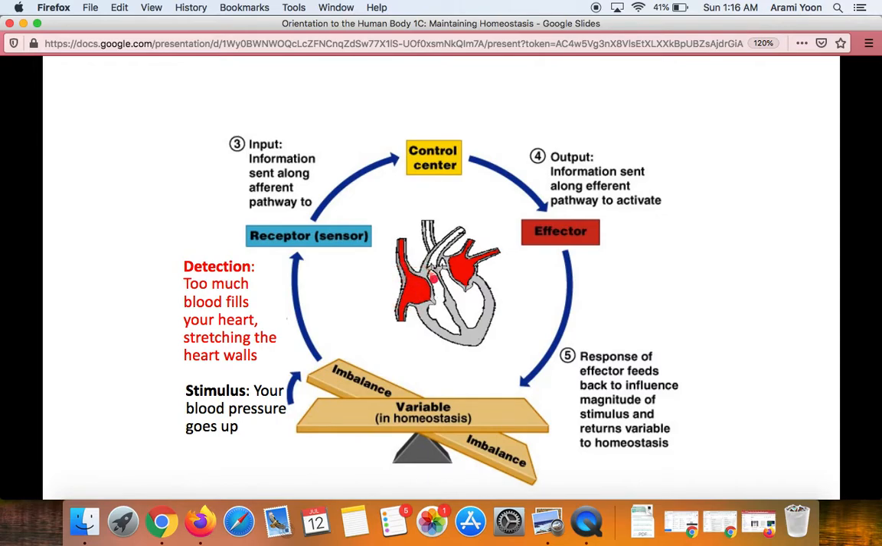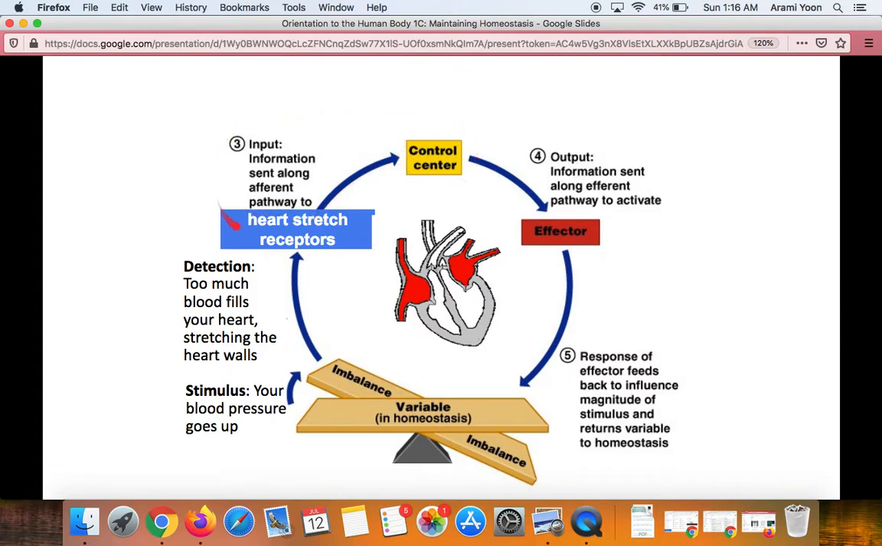And so when you're overfilling the heart, then that stretches the walls of the heart. And that stretch is going to be detected by a receptor or by a sensor. So what's the receptor in this case? It's going to be heart stretch receptors. So they're going to be specialized cells in the walls of your heart that, when the heart muscle stretches to accommodate the extra blood, will detect that extra stretch, and then they'll send information that your heart is stretching to the control center.